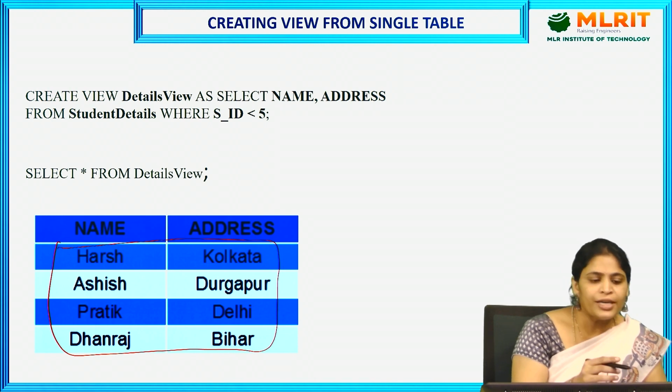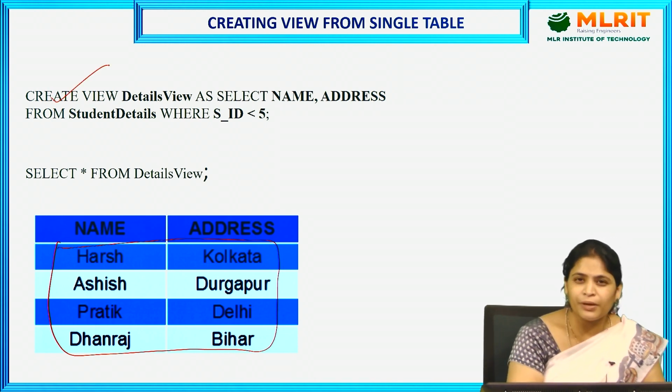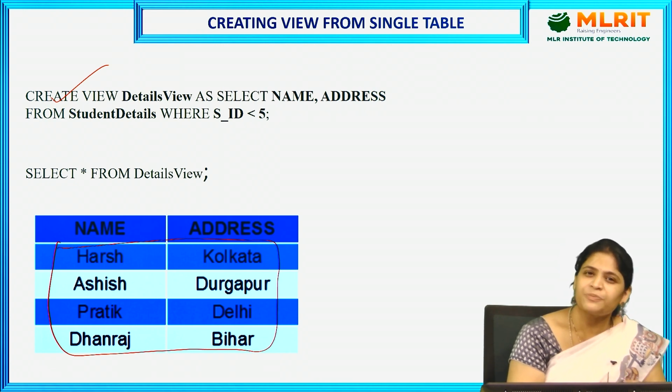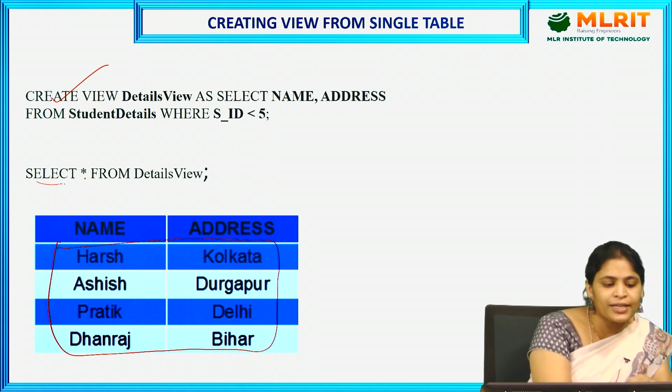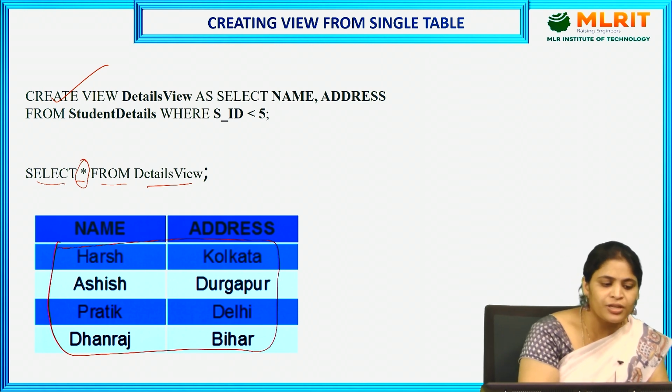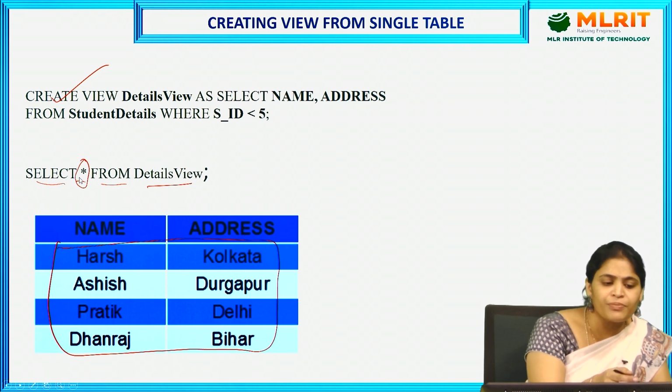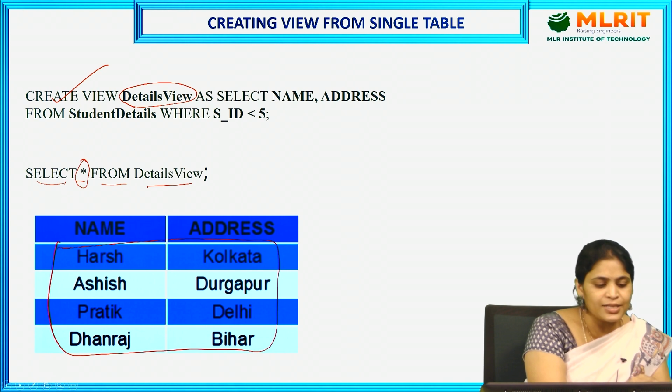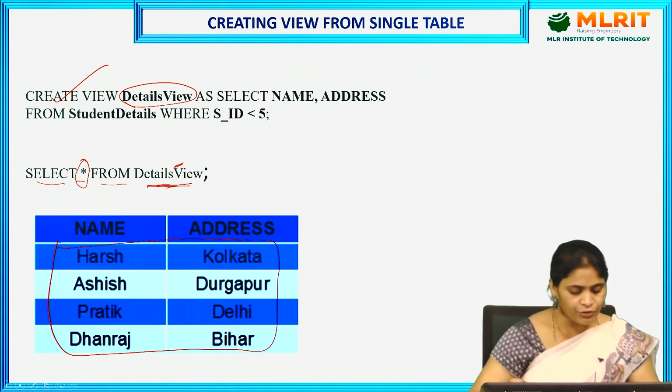So here by this SQL statement, we have created a view. To check whether it has been created or not, to view the output, what is the syntax? Select star from details view. Here this star represents the whole information. So we get the whole information from the particular view, details view, right? So here we need to write select asterisk from details view. Why? Because we need to get the details from this particular view itself.